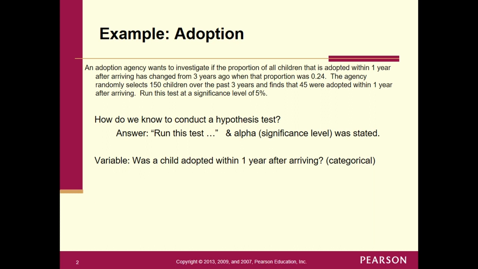When you're testing the population proportion P, I think all of our hypothesis tests have been yes or no type answers, but remember, any kind of categorical variable would do.